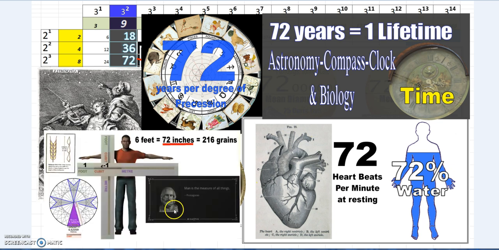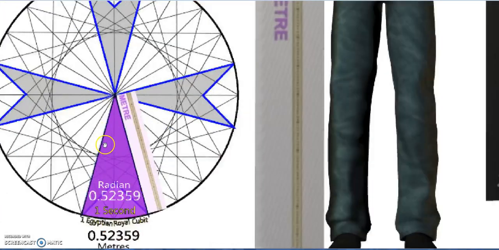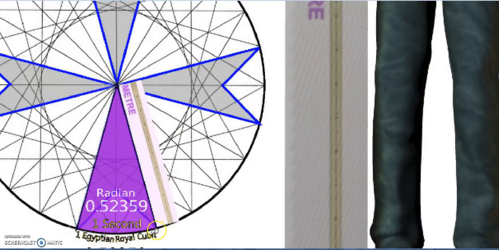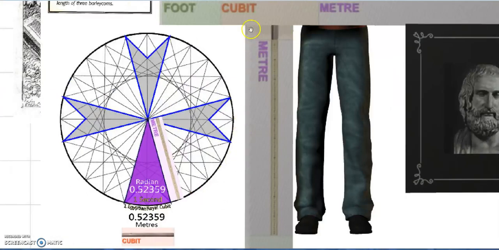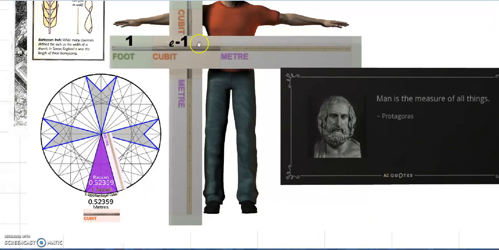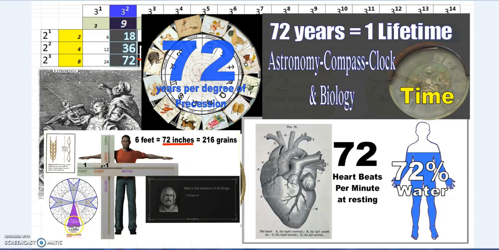In these other references to 72, Alan Green, I'll try to remember to put the link in the description, talks about 1 foot plus 1 cubit plus 1 meter equals 6 feet, the connection between the cubit and the meter. I'll go on to say the importance of the meter in the 1 second pendulum, a measure of time, just happens to create an arc of 1 Egyptian royal cubit. So the Egyptian royal cubit, E minus 1 feet, is 1 cubit, and that's 1 meter. 72 inches.